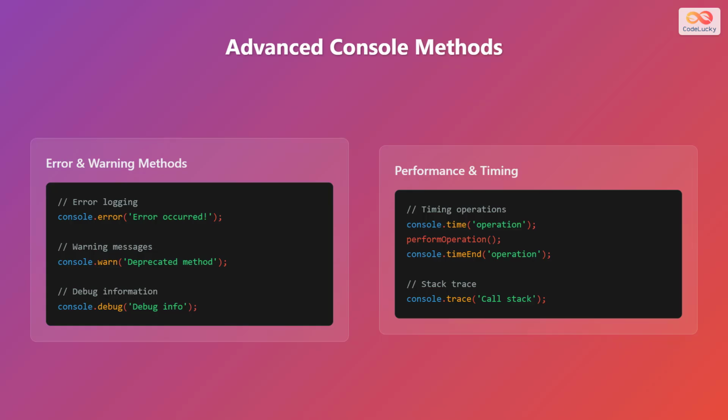On the right, we'll cover performance and timing methods. Console.time starts a timer, and console.timeEnd stops it, displaying the elapsed time for a specific operation. Console.trace prints a stack trace, showing the call stack of the current point in the code.